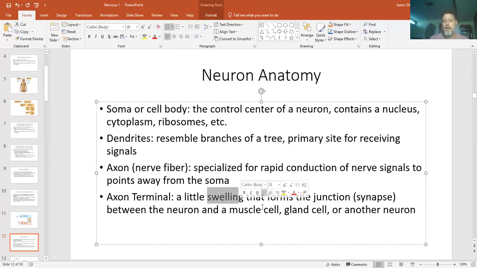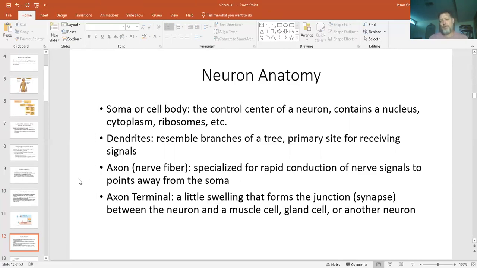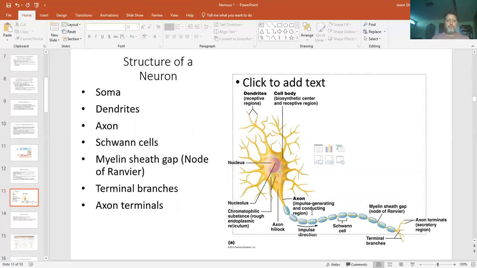Okay. The space between the axon terminal and the next cell is called the synapse. Sometimes this thing is called the axon terminal, axon button, terminal end plate, something like that. You'll see lots of different things for them. And again, the synapse is the space between the axon terminal and the muscle cell, which we've already talked a little bit about, a gland cell, or another neuron, depending on where it's going.